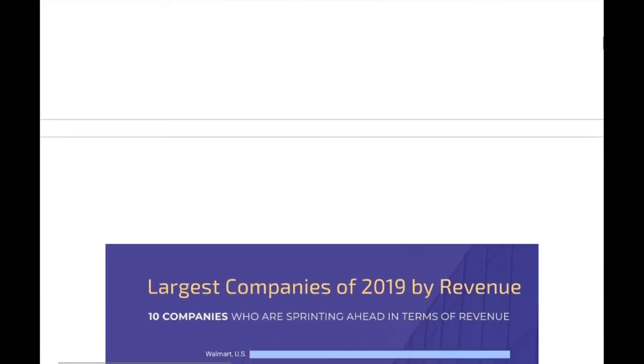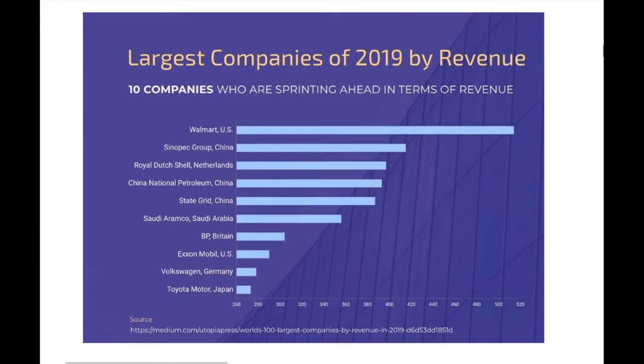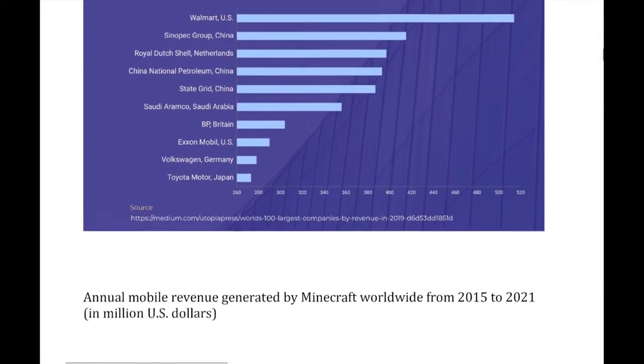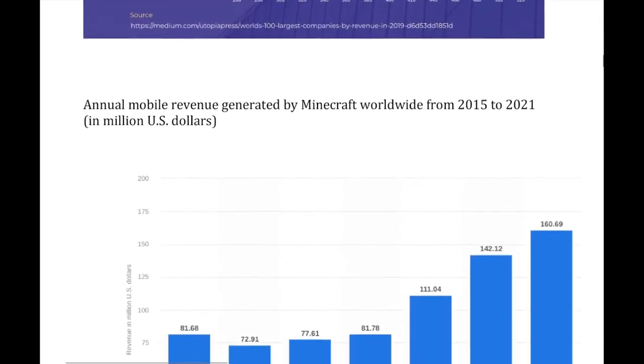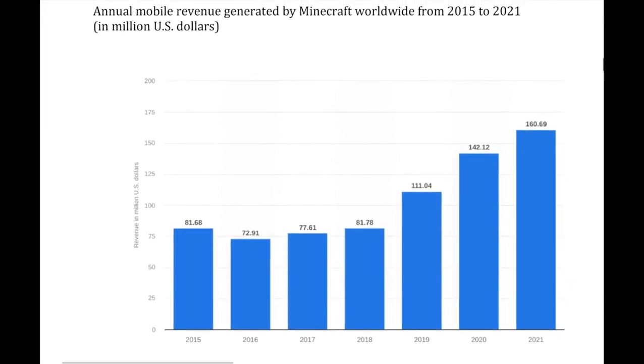We're going to be moving on to bar graphs. Again, you're thinking about what data is best displayed in these following types. So we've moved on from circle graphs to bar graphs. Here we're looking at the mobile revenue generated by Minecraft worldwide. Revenue in million US dollars. So these are $81 million and so on.